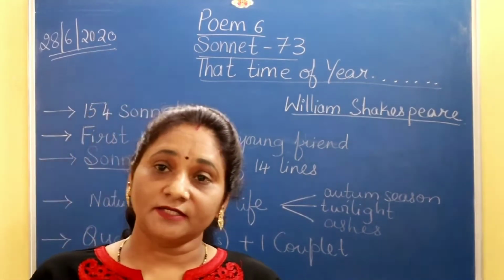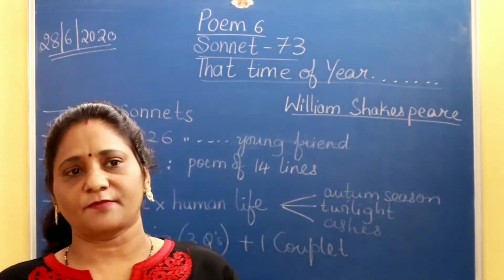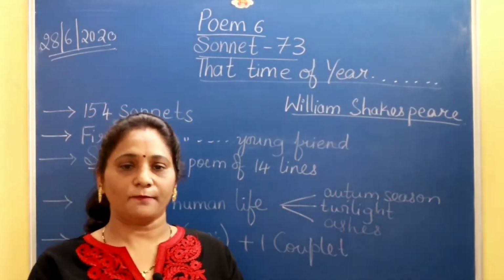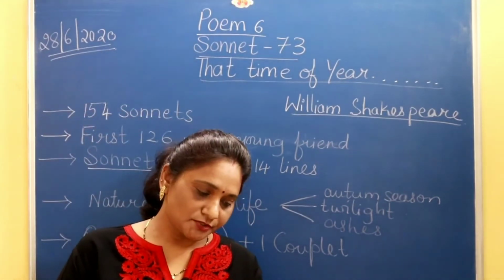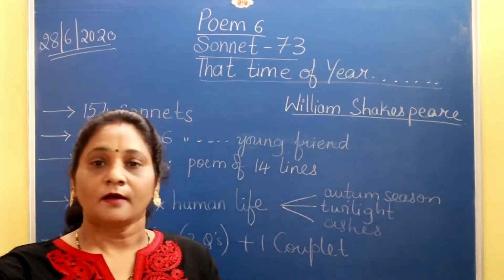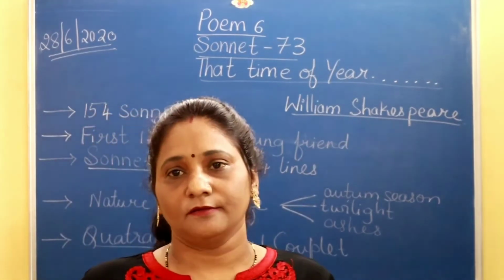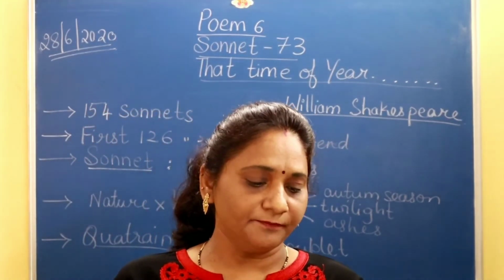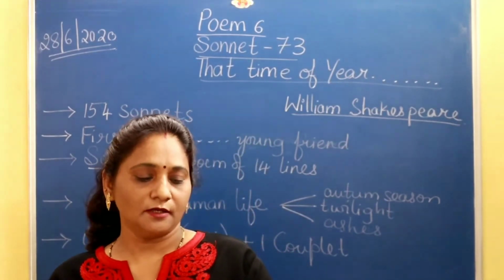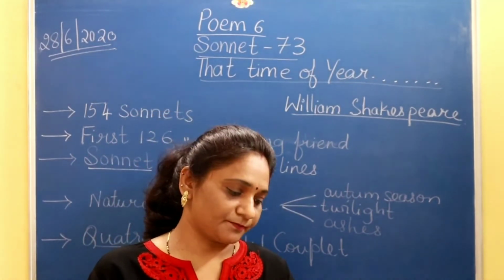So, hope you all have understood the summary of the poem. This is the summary of the poem, the three quatrains and a couplet. Then let's have a quick look at the most likely questions.